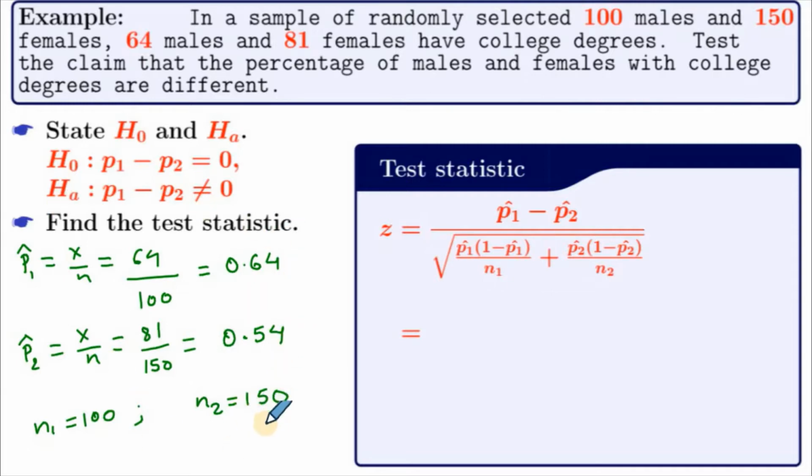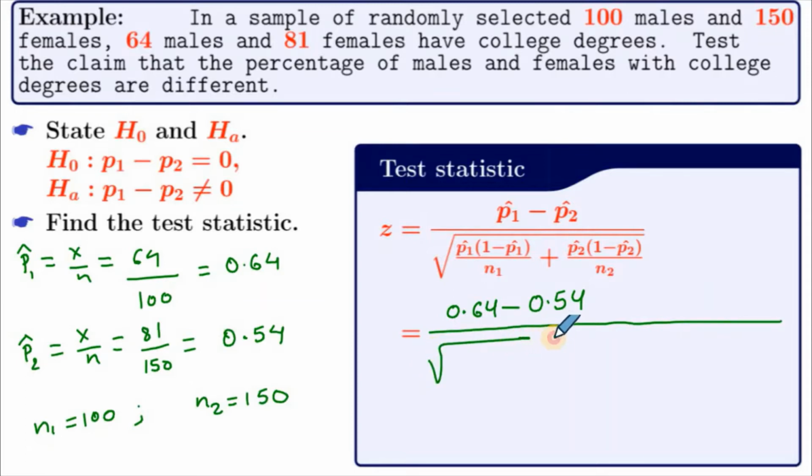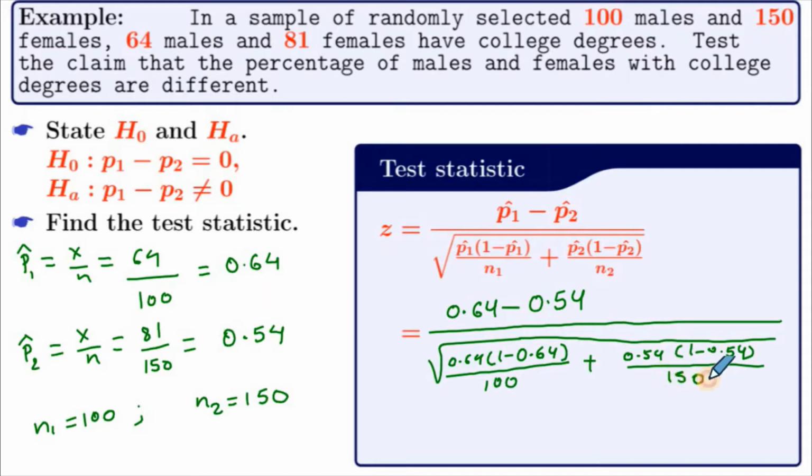Now, plugging in these values of P1 hat, P2 hat, N1 and N2 in this formula, we will get 0.64 minus 0.54 over the square root of 0.64 times 1 minus 0.64 over 100 plus 0.54 times 1 minus 0.54 over 150. The whole thing equals 1.57. Therefore, our test statistic is 1.57.